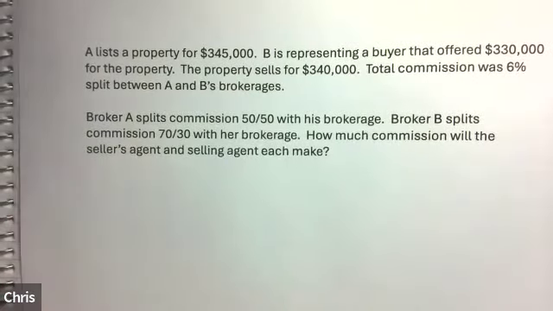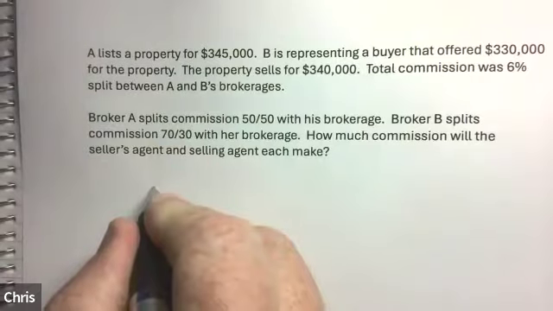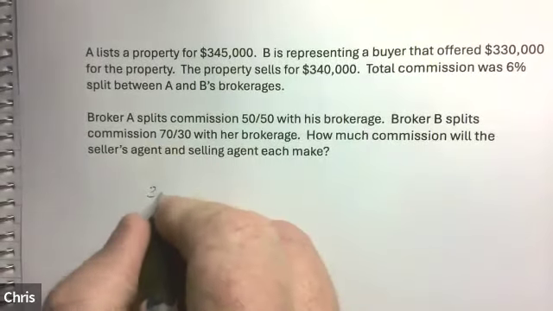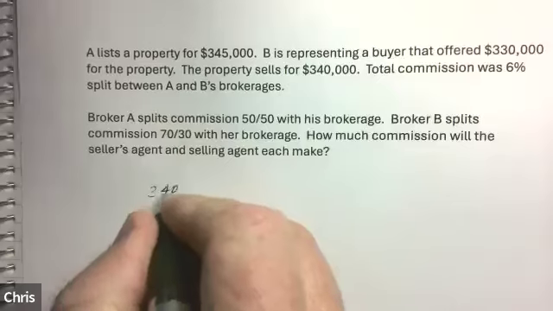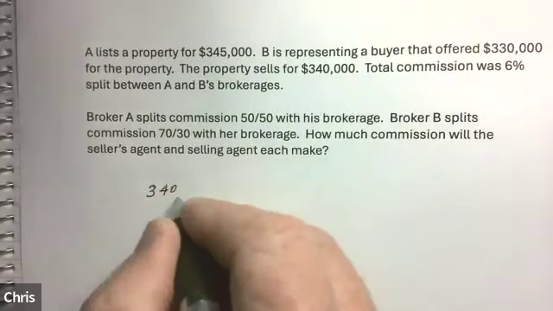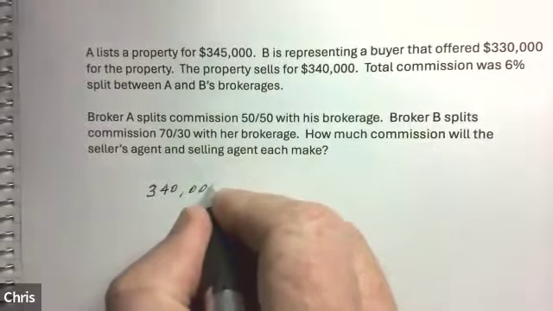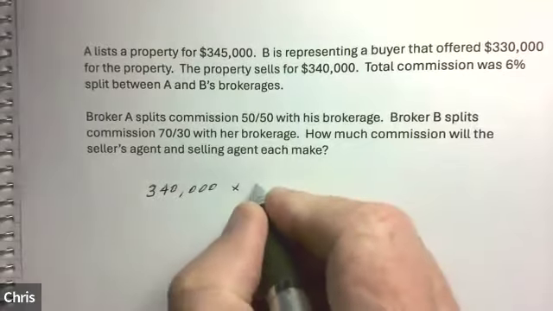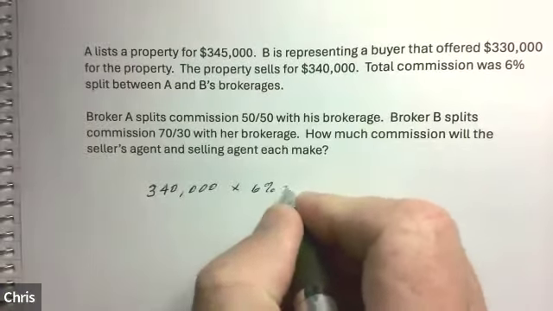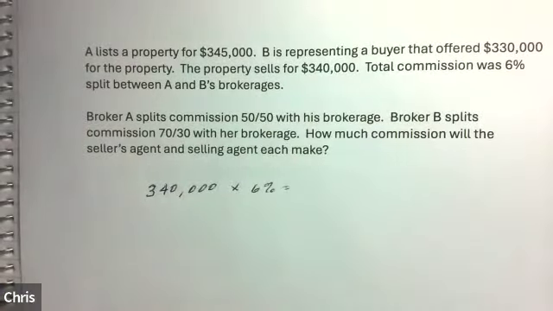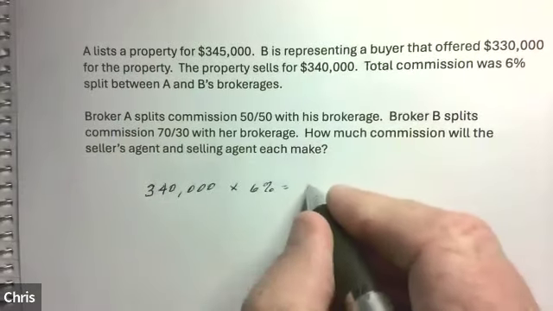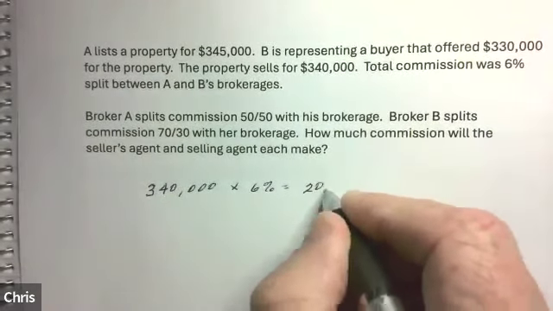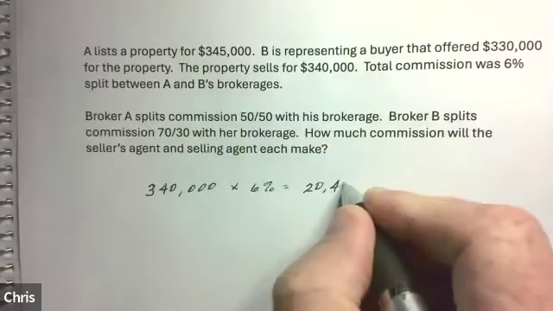So let's look at our first step in this problem, see if this makes sense to you. Our first step is we're going to take what it sold for, $340,000. We're going to multiply that number by 6% to find out what our total commissions are going to be. So 340 times 6%, $20,400. That's the total commission in this transaction, okay?